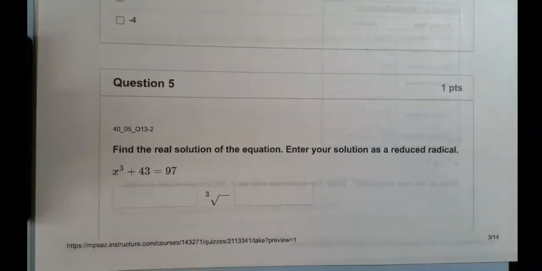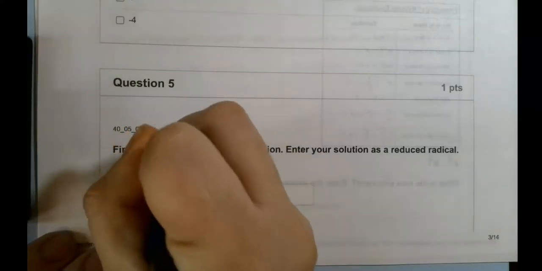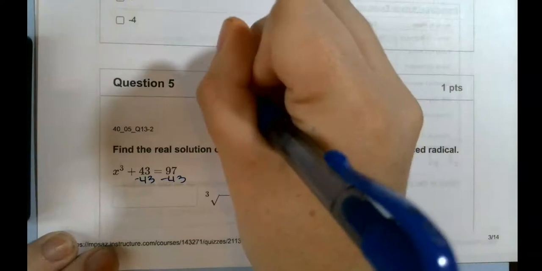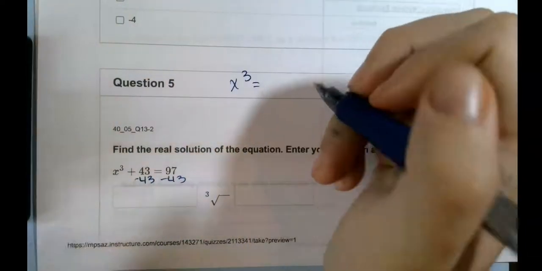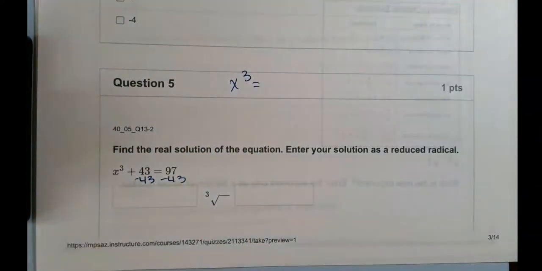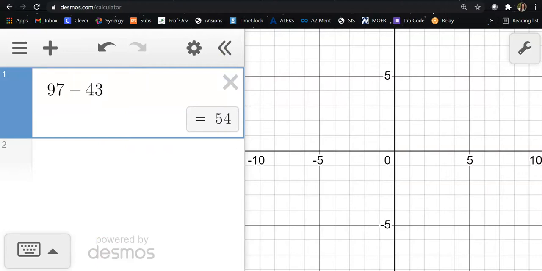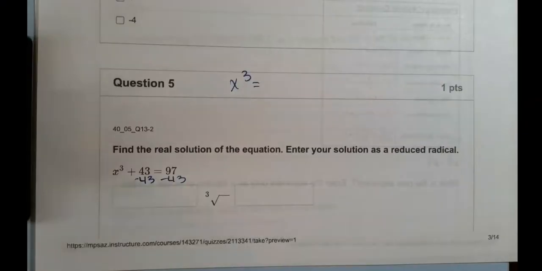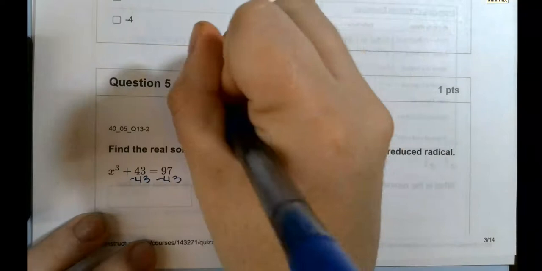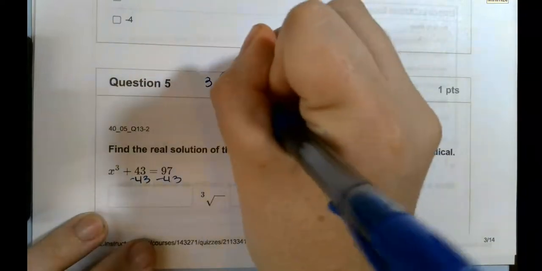Number 5 wants me to find the real solution of the equation and then to enter my answer as a reduced radical. So I want to subtract 43 on both sides. This gets me x cubed equals, let's go back to Desmos, 97 minus 43 gets me 54. Then I want to find the cube root of both sides.